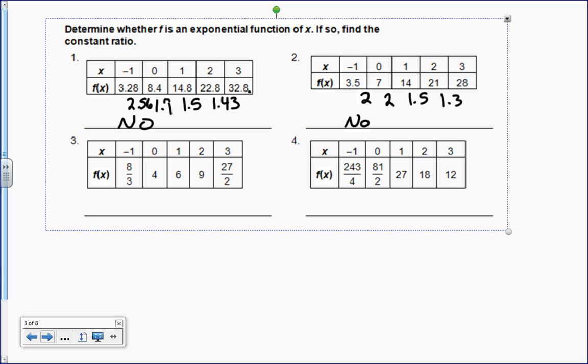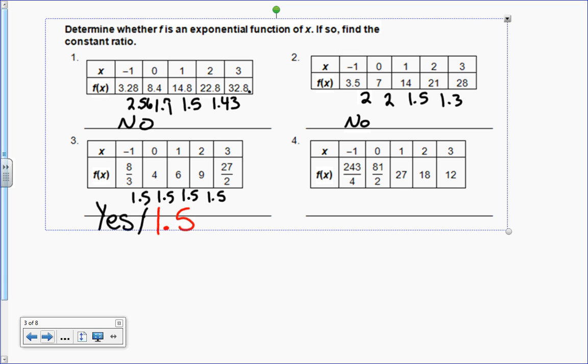We got 27 over 2 divided by 9. And that's 3 over 2, which is 1.5. 9 divided by 6, 1.5. 6 divided by 4, 1.5. And 4 divided by 8 over 3 is 3 over 2, which is 1.5. So number 3 is a yes. And the common ratio is 1.5, or 3 over 2.